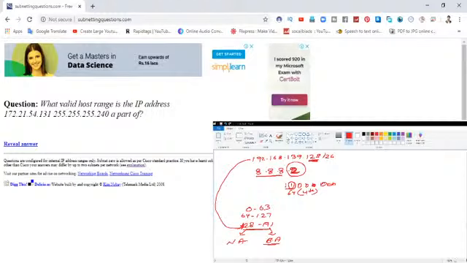What valid host range is the IP address? We have an IP address, and I just want to check which valid host range this IP address, 172.21.54.131, belongs to if we have a subnet mask 255.255.255.240. Very easy. All right, let me explain. The first thing we have to check is what would be the jump, so that we can identify the network range.